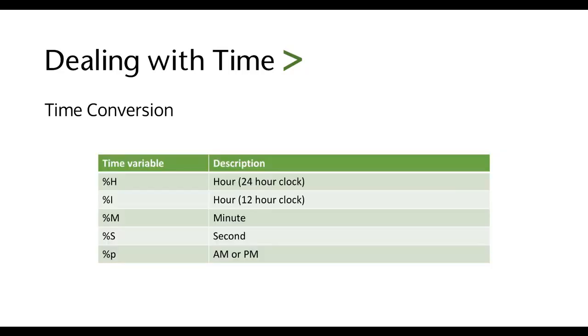Here are just some of the time variables that Splunk has built in for us. And they all start with percent signs. We have capital H, which will display the hour in a 24-hour clock. We have capital I, which will do the same thing but with a 12-hour clock. We have capital M and capital S for minute and second. And we have a lowercase p that will display either AM or PM. And obviously that works especially well with the capital I.